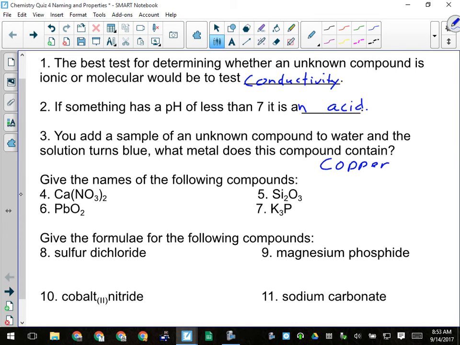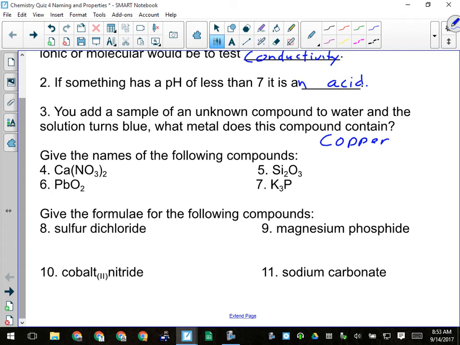Okay, so names for the following compounds. So our first one here, we have an ionic compound because it's got a metal in it. It's also got a polyatomic ion in it. This stuff is calcium nitrate. No capital letters. If they have capital letters, it's wrong.